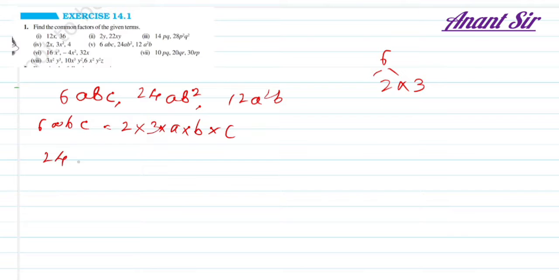Now we come to 24ab square. If you do it like this, vertical method, no problem. Just remember you have to divide only by prime numbers. If you divide by 2, you get the answer 12.